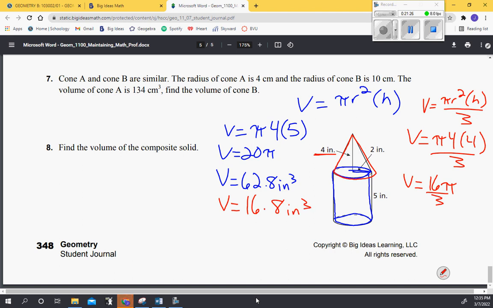To find the volume of the whole thing, we just add these together. We add the two volumes. That's 62.8 plus 16.8. Overall volume, 79.6 inches cubed.